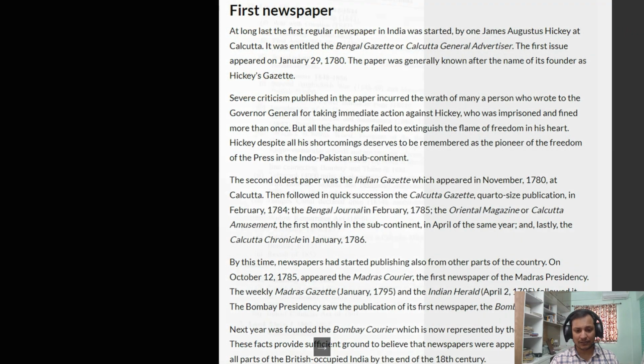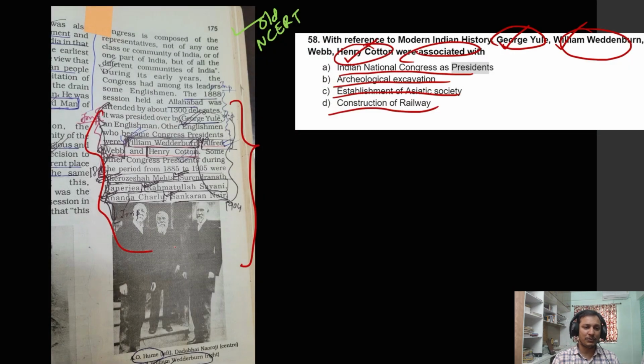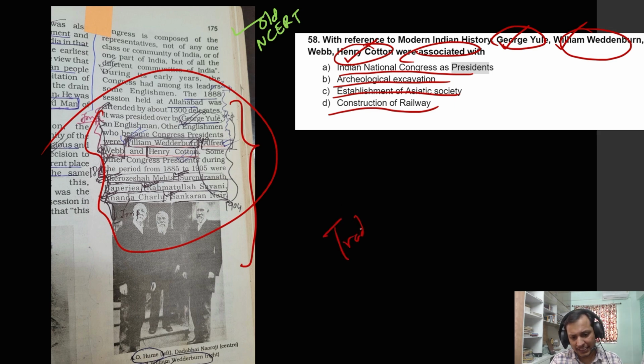Or at another place, when I was going through the NCERTs, I found this: Englishman who became the president of the Indian National Congress. Like this, there can be other aspects also. For example, names of the famous traders who came to India, or the first few foreigners to come to India, for example, Portuguese, or the Dutchmen, or the Englishmen. They can give you the names. They can give you match the following.